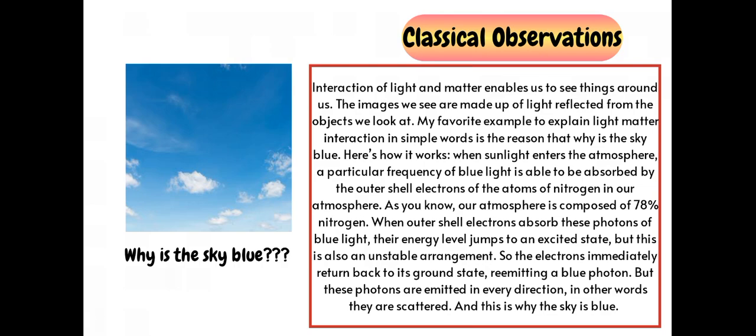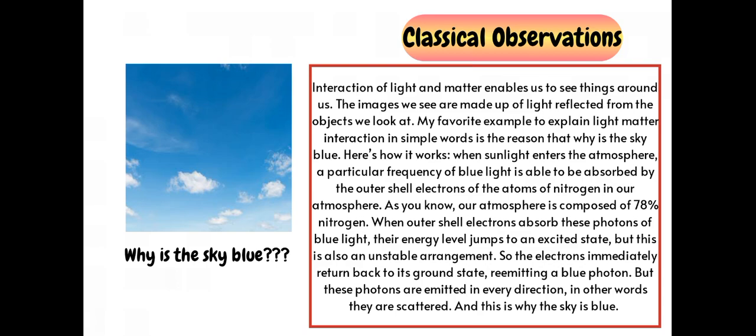Where do we see light-matter interaction in daily life? Interaction of light and matter enables us to see things around us. The images we see are made up of light reflected from the objects we look at. My favorite example to explain light-matter interaction in simple words is the reason why the sky is blue. Here is how it works.